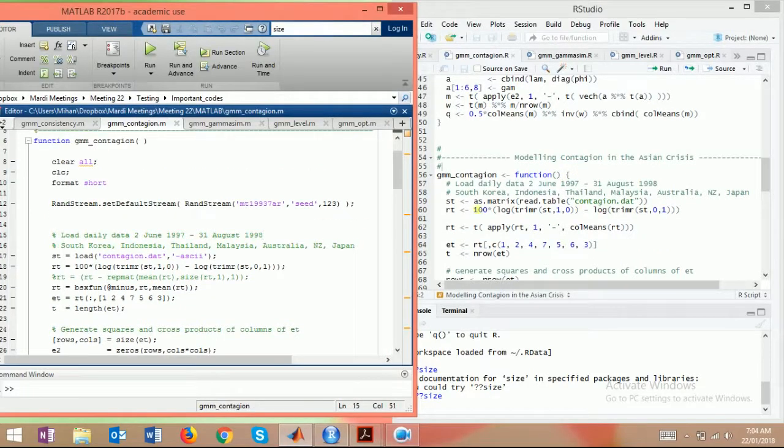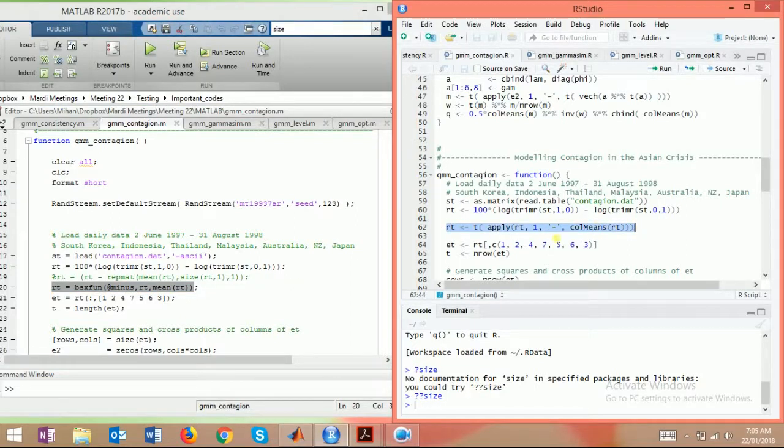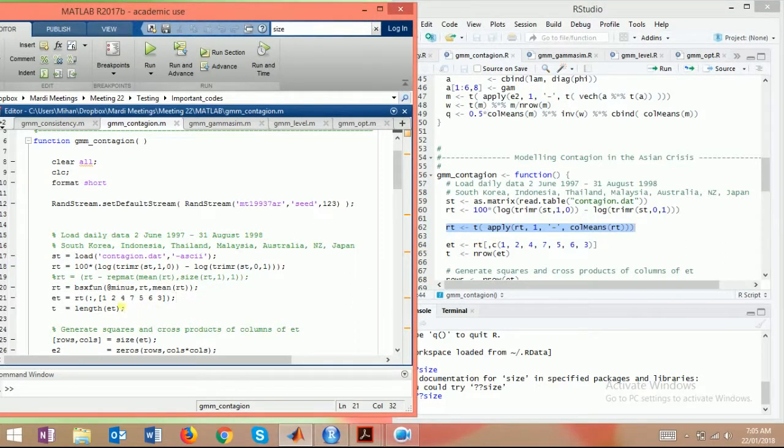Then we're going to model the contagion. How are we going to model the contagion? We're going to do simulation here as a matrix, and we find the residual in the regular way, which is RT minus the mean of RT. We could just do the matrix as vector thing. It will look like this: matrix as vector, RT minus as vector, column means RT. That's all, very simple. Then you have the residual of RT.